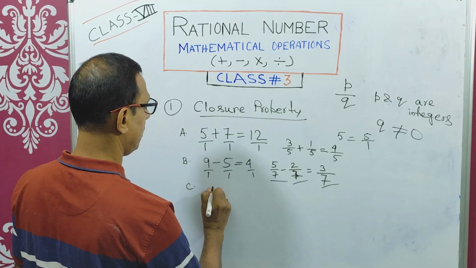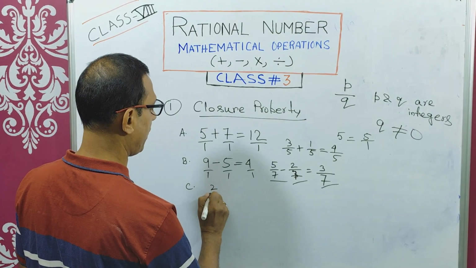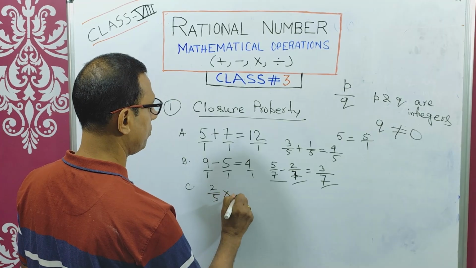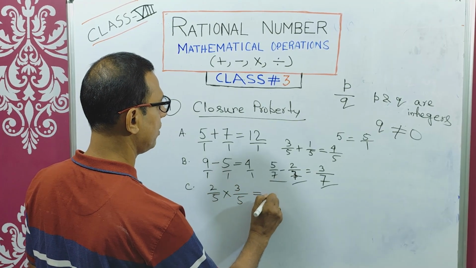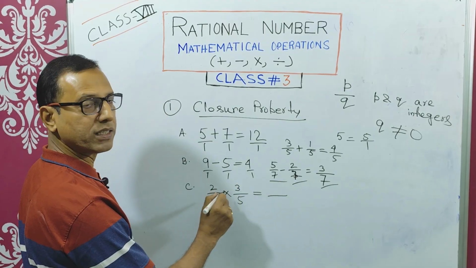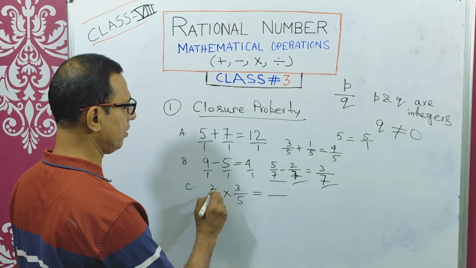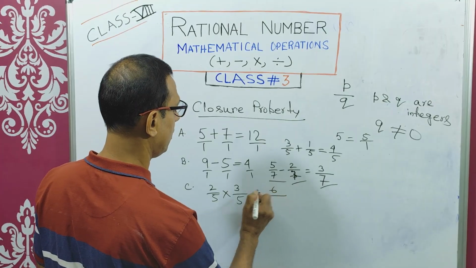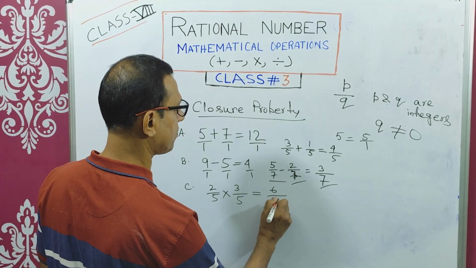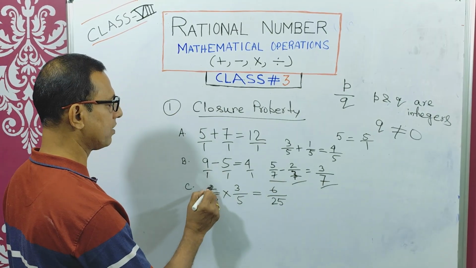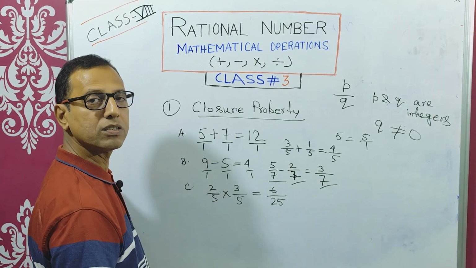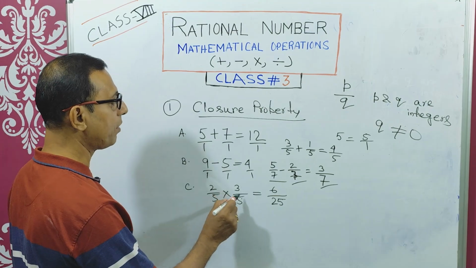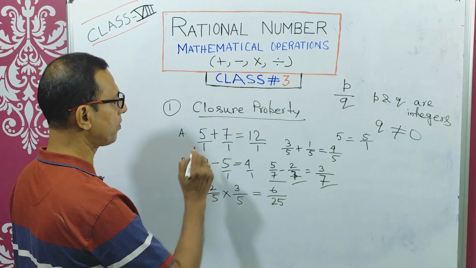See, 2 by 5 into 3 by 5. What is this? It means you need to multiply the numerators and denominators separately. So 2 into 3 is 6, 5 fives are 25, so 6 by 25. So 2 by 5 is a rational number, 3 by 5 is a rational number, and 6 by 25 is also a rational number. So that means multiplication also supports closure property.